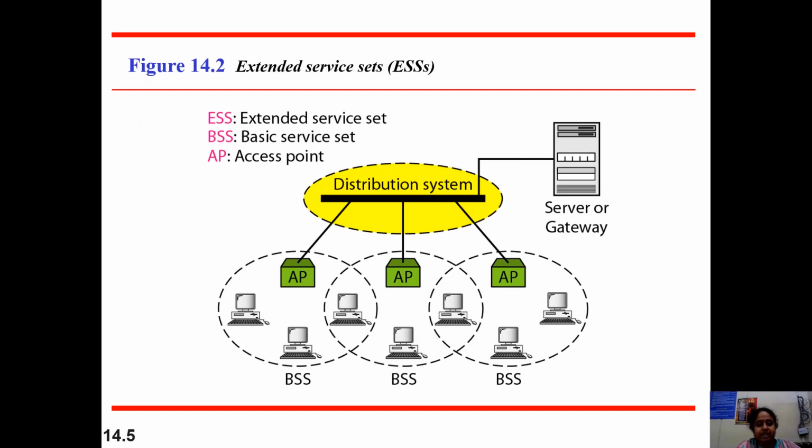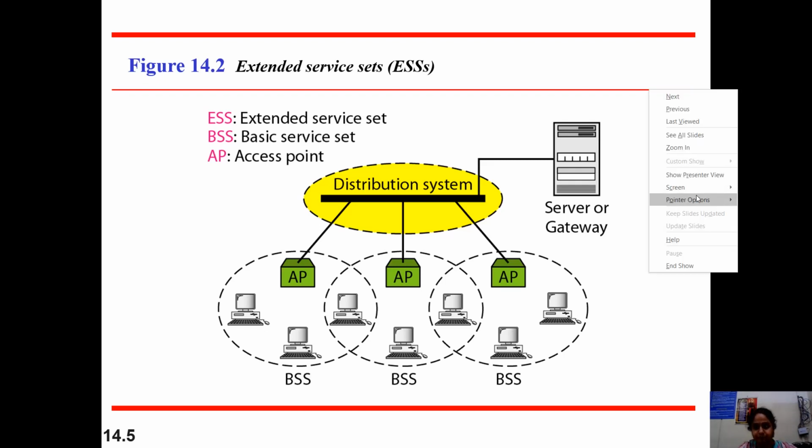Now there is a possibility that one station from one BSS wants to communicate with another station which is in another BSS. So those BSSs should also be connected to one another, and that is done with the help of a distribution system, abbreviated as DS. As you can see in the diagram, an extended service set is a collection of basic service sets, and all the access points of all basic service sets are connected through a distribution system.